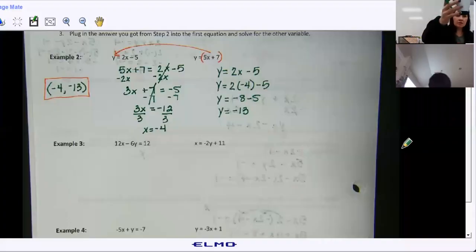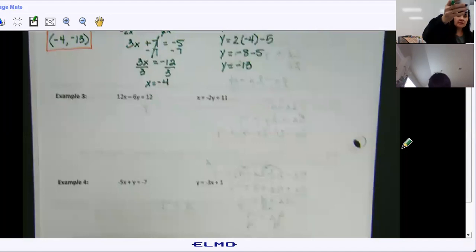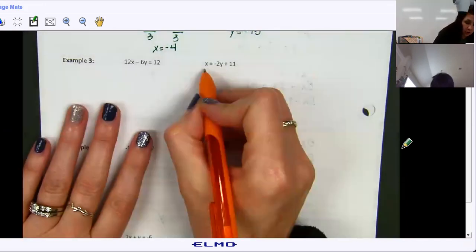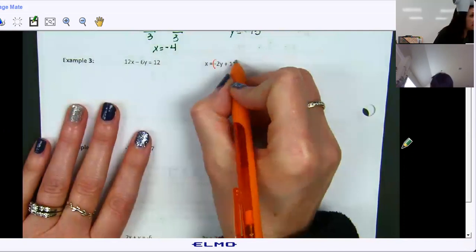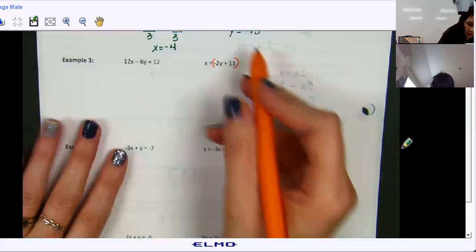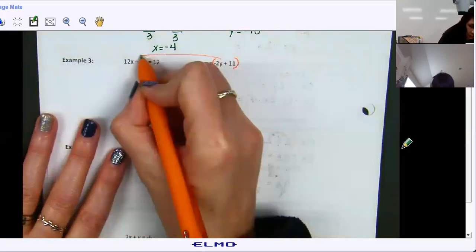Okay, so let's go ahead and move on to example 3. We're going to follow the first step again, solve one of the equations for x or y. And so this means you need to rearrange it so that one of your variables is isolated. Now, in this case, we already have a variable that is isolated, the x. So all we're going to do is we're going to take negative 2y plus 11. And instead of substituting for y, we're going to substitute for x. So keep in mind that it doesn't matter which variable you isolate, the x or the y. Okay, you can isolate either one of those, whichever one's easiest. So I'm going to plug this then into the next equation for x.